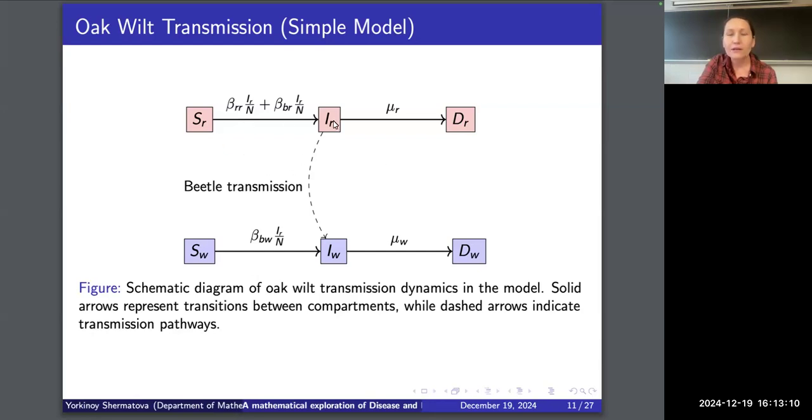Let's assign all these transmission pathways. At the top, we have compartments of susceptible red, infected, and dead trees. The same for white oaks. There is beetle transmission between infected red and white oaks, and also root-to-root transmission between red oaks. Based on biological knowledge, root-to-root transmission between white oaks is possible but so rare that we treat it as negligible for the simple model. There is no case of root-to-root transmission between white and red oaks, so that is also excluded.